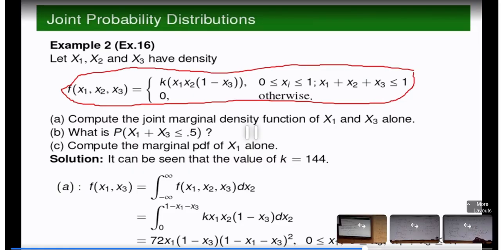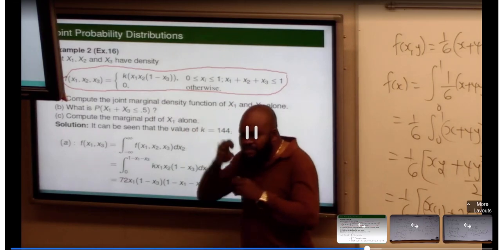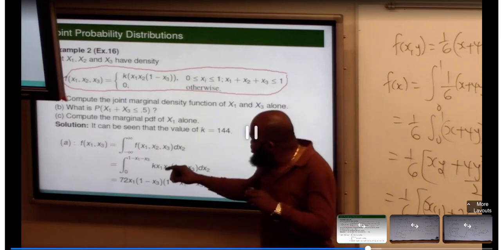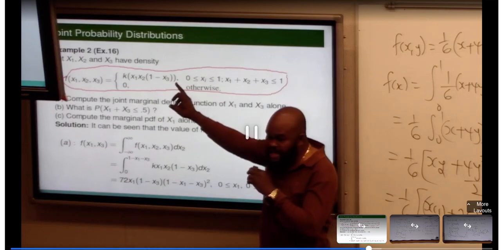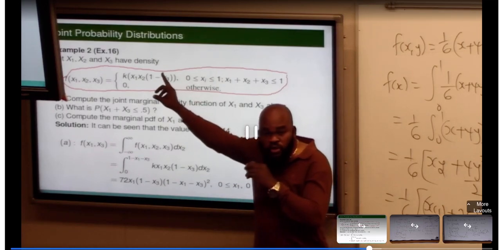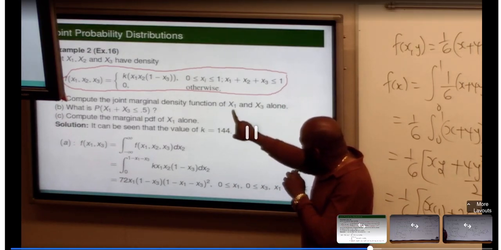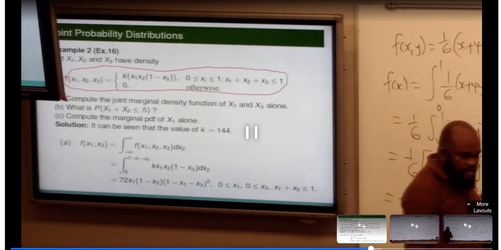Okay, now I need you to pay attention. The very first question said, compute the joint marginal density function of X1 and X3 alone. Let me tell you this. The full one has X1, X2, X3. If I'm interested in just X1 and X3, then it means I'm actually going to marginalize. I'm going to integrate the whole thing over the range of the one I'm not interested in. What am I interested in? I'm interested in X1 and X3. Then I will integrate over the range of X2. Does that make sense? That's how to do it.